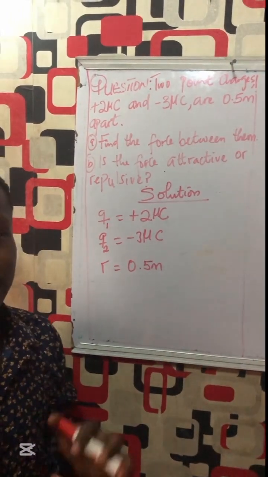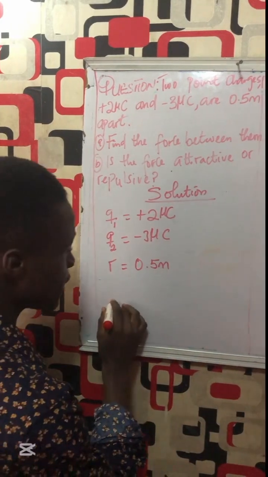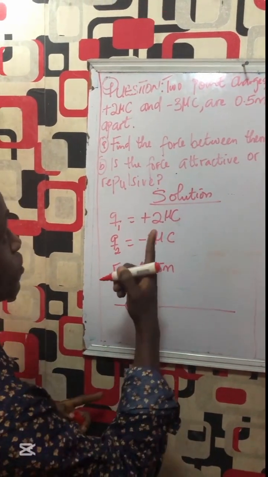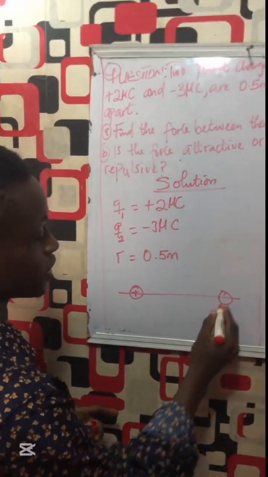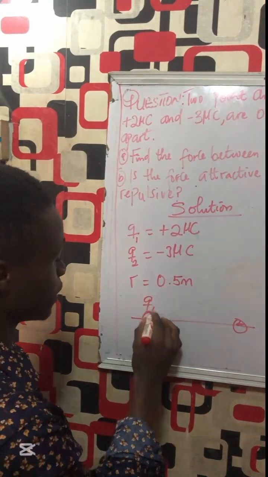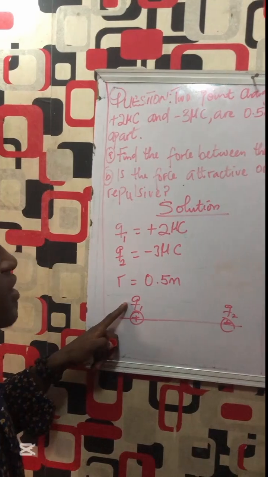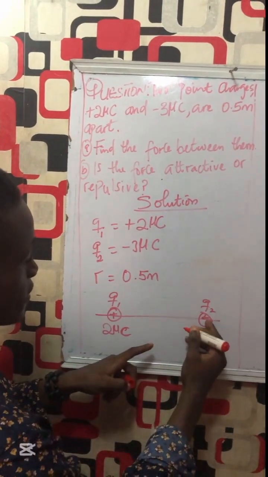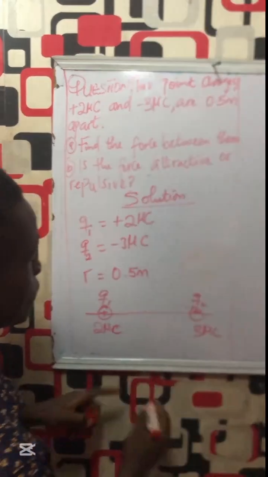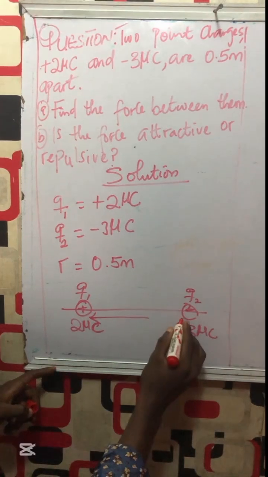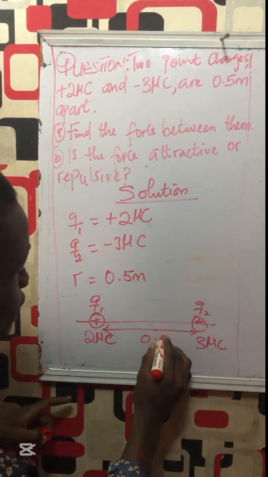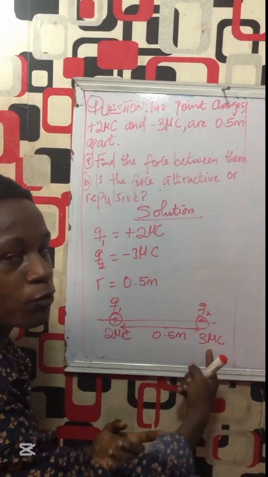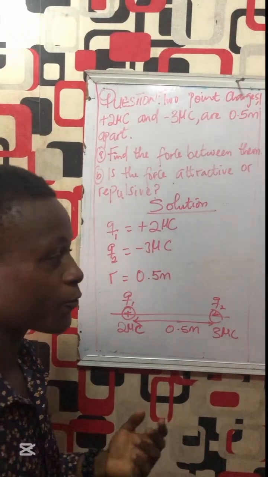So now let's bring the schematic diagram. Here this is a straight line. Let me say this is my first point charge, it is positive, and my second point charge is negative. This is Q1 and this is Q2. Q1 is 2 microcoulomb, and this one is negative 3 microcoulomb. Their distance apart is 0.5 meter. And mind you, don't forget, we are given in microcoulomb, not in coulomb, so we need our idea of conversion here.